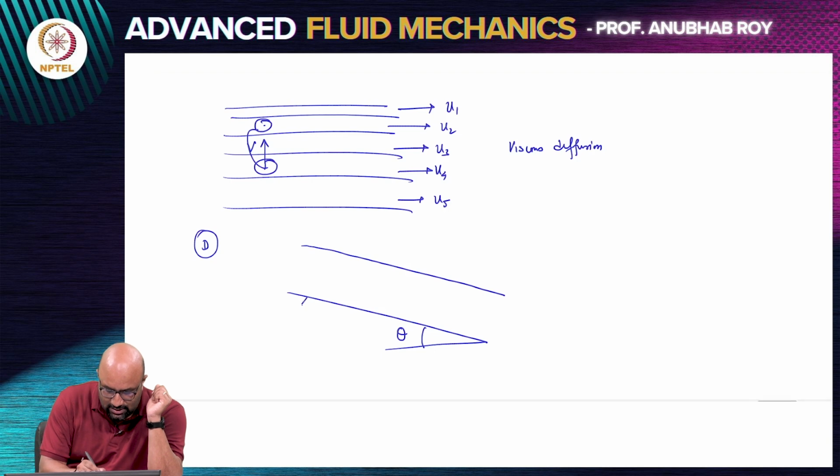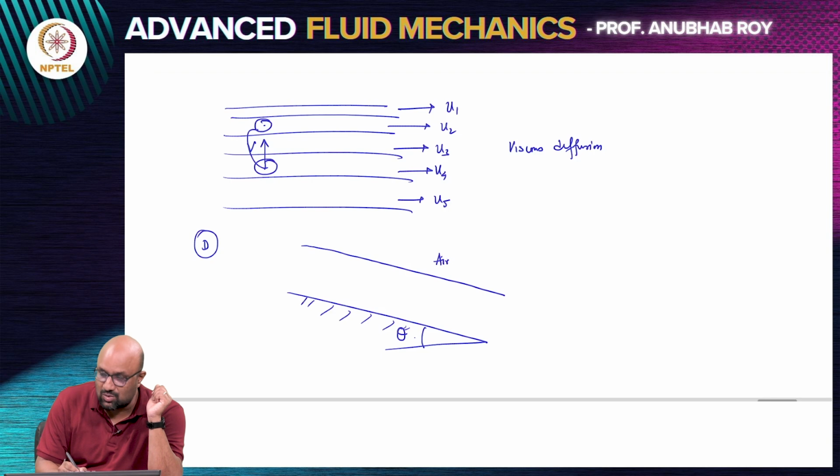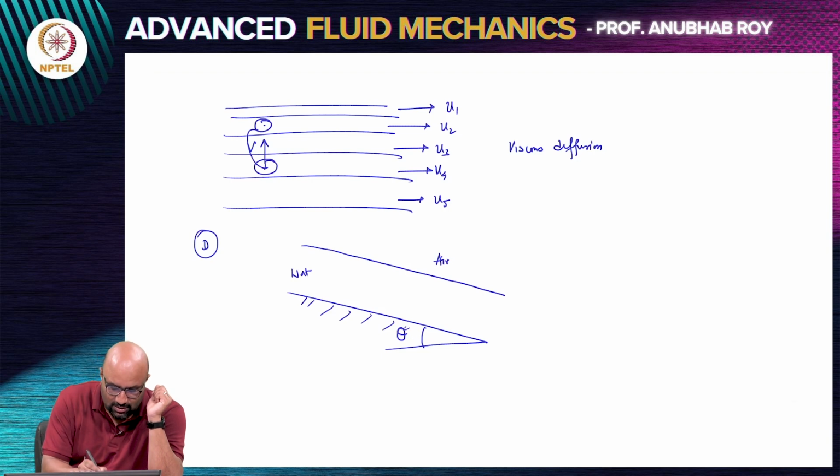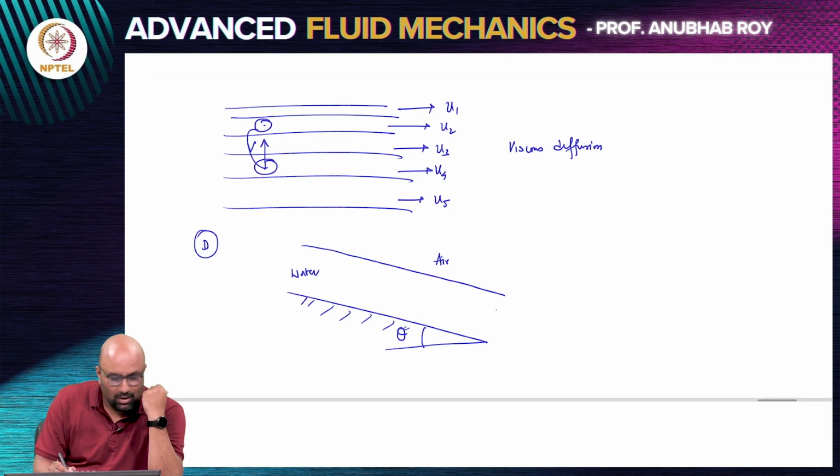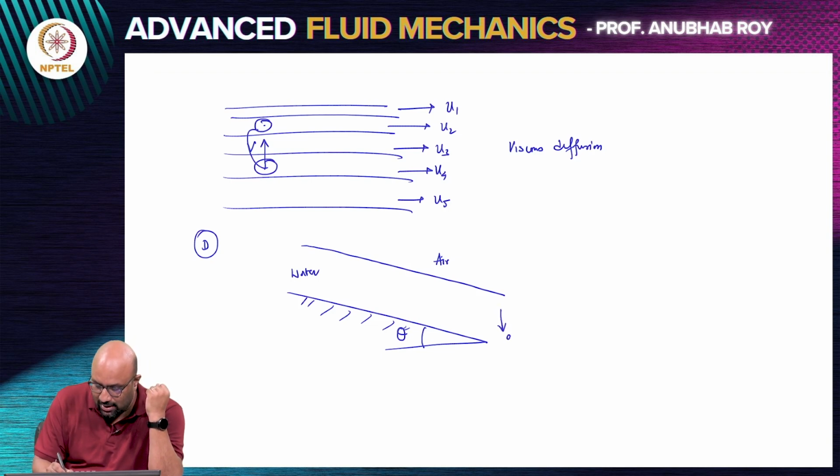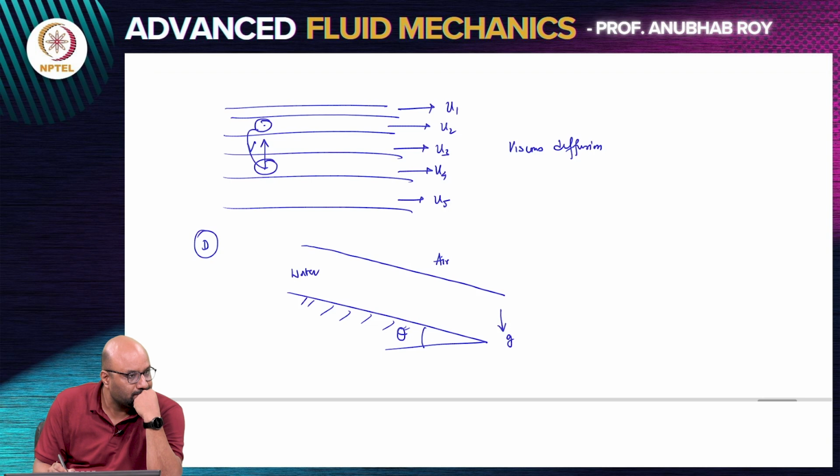So this is a solid surface, this is air, and this is water. This particular layer is water. Now this is a problem that is driven by gravity. Gravity is driving the motion. So we want to find what is the velocity profile for this particular scenario. So we go back to, and there is an inclination, which is why you have this particular motion being driven. So we go back to writing our equations.